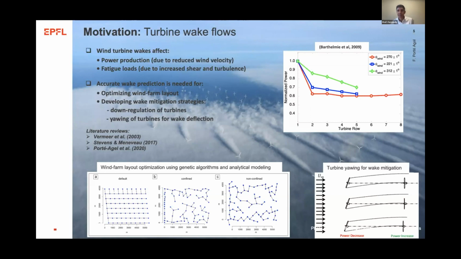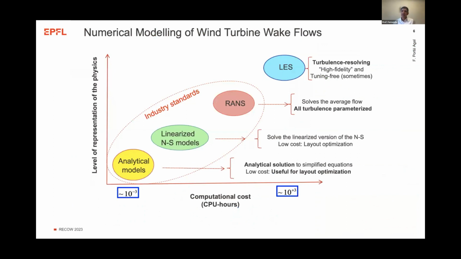In terms of modeling, there is a variety of types of models that can be used. Here I classified them based on the y-axis, the level of representation of the physics, how much of the physics we represent in those models, and on the x-axis, the computational cost. You can see that the simplest models are the so-called analytical models. They are based on the analytical solution of simplified transport equations, where some assumptions have to be made, of course.